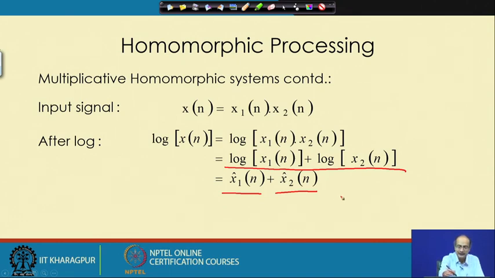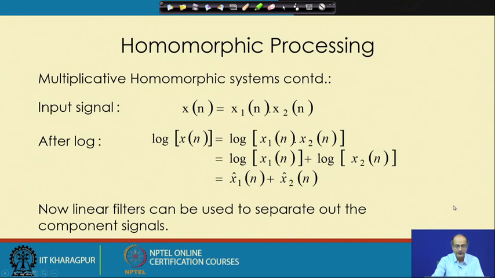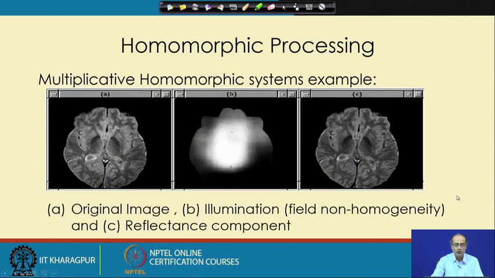Once the filtering is done, we look at the next part. First we use linear filtering to separate these constituents, and then we go for the next operation, that is, we take the output back using the complex exponential.